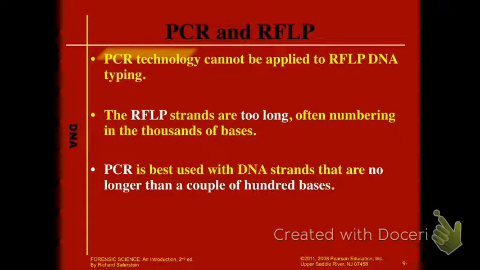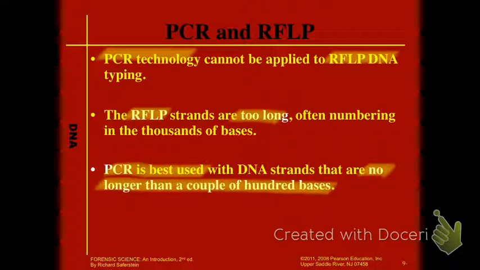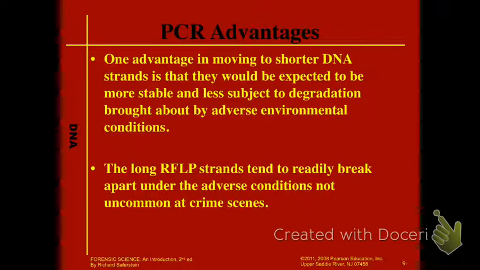PCR can't be used with these big old chunks of DNA, the RFLPs. RFLP strands are too long. Like we said, thousands of bases. Their repeating sequences are 15 to 35 bases long. PCR is best used with DNA that's no longer than a couple of hundred bases. So we needed a new type of DNA repeating sequences to use.